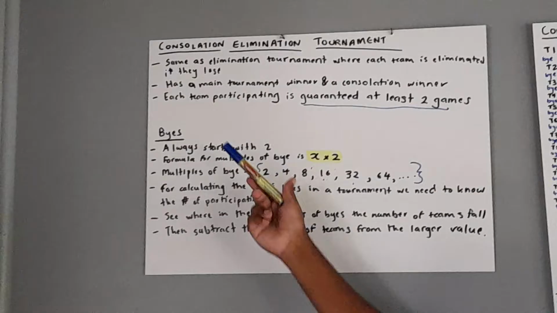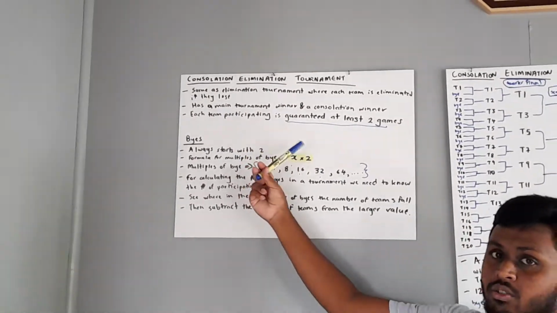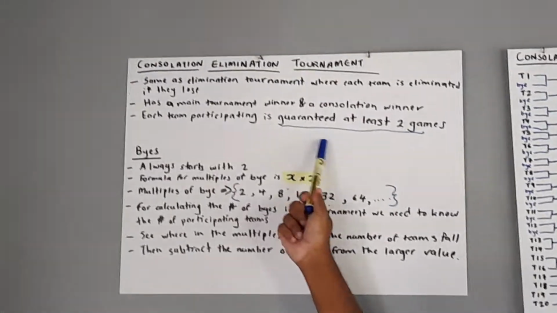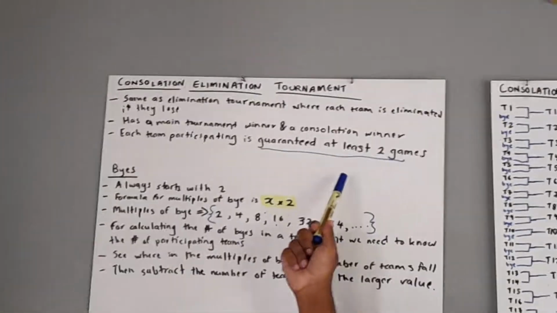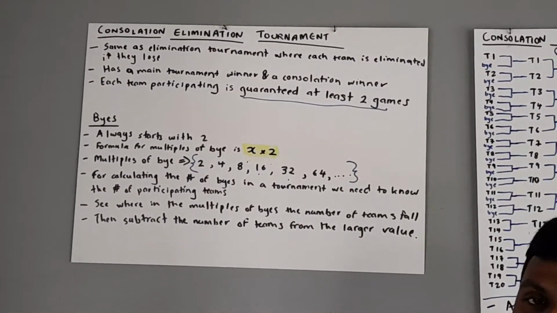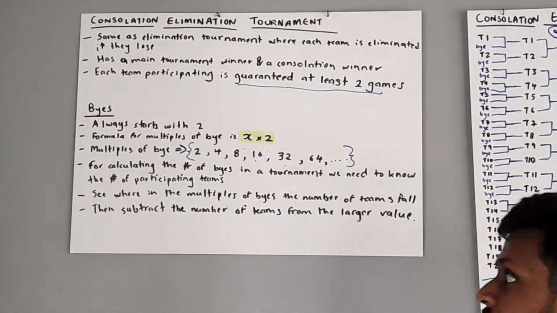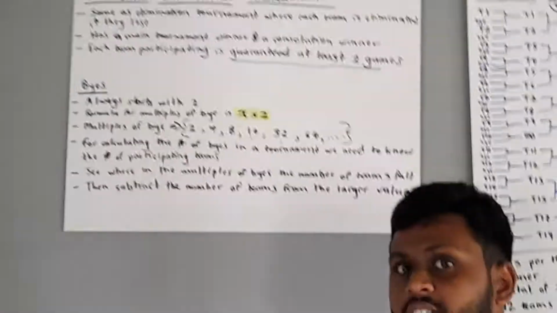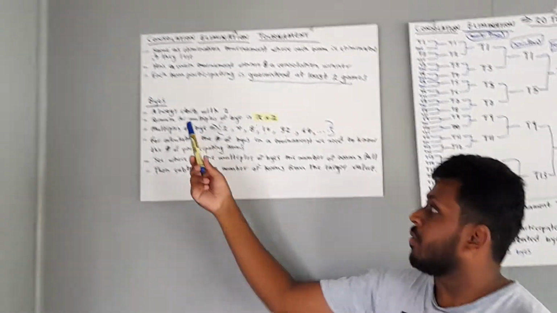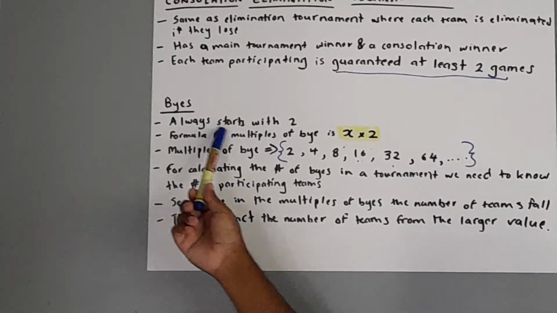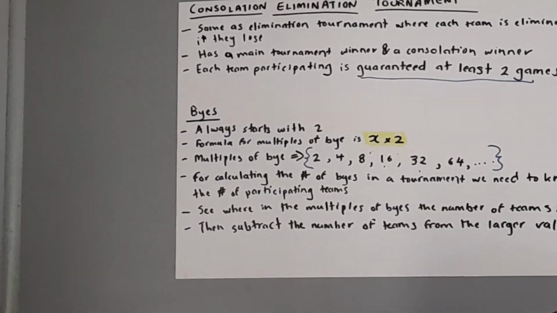Another very important characteristic of a consolation elimination tournament is that each participating team is guaranteed at least two games. So before we can get started with organizing, we need to know what a bye is. A bye is a very important thing, and we need to know the multiples of bye.